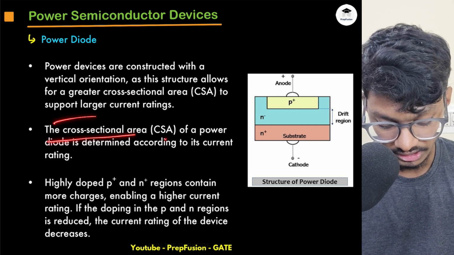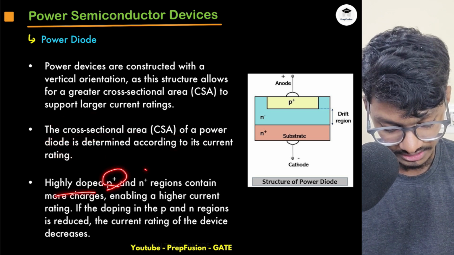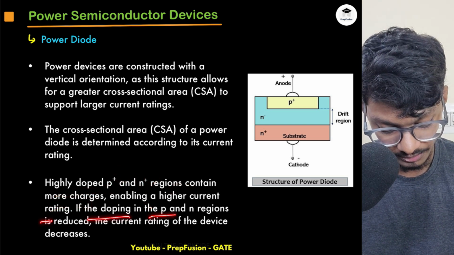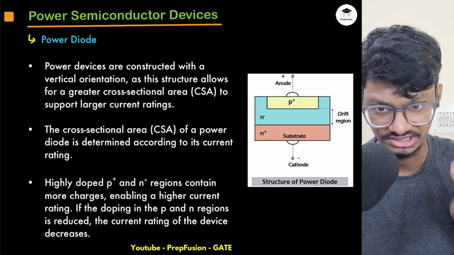Okay, the cross-sectional area of a power diode is determined according to its current rating. Highly doped P plus and N plus regions contain more charges, enabling a higher current rating. If the doping in the P and N region is reduced, the current rating of the device obviously will reduce, as explained previously as well.